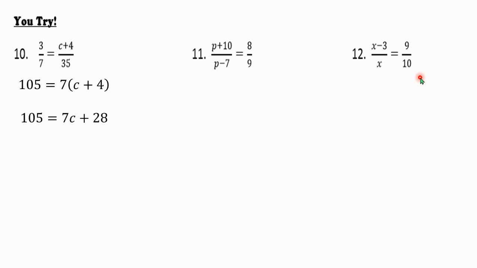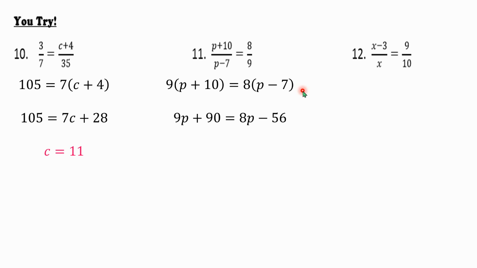All right, so check your work here. Notice in that first step, I'm still writing down the 7 times the quantity c plus 4, right? I'm putting parentheses around there when I write this step down. Finishing solving, I get c equals 11. For number 11, again, there's two places where you need to put parentheses: around the p plus 10 and around the p minus 7. So distribute on both sides and then, again, solve, and we get p equals negative 146.